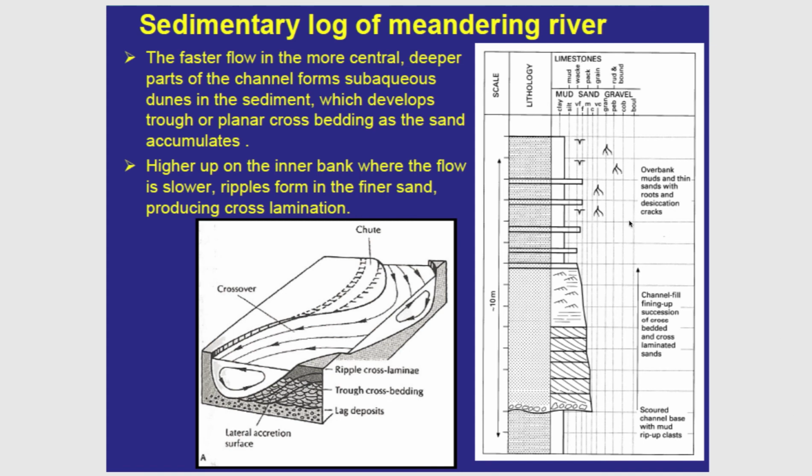So again, repeating some of the things we have already seen in the previous slides, this is also illustrating the type of cross stratification and indicating that we have an initial phase of lag deposits, so very coarse fractions, gravelly material, and then more sandy material that forms trough cross bedding or ripple cross laminations on the top part with these overbank deposits.